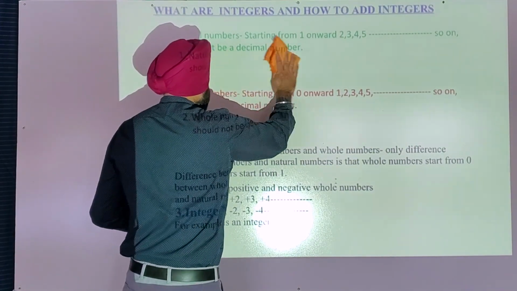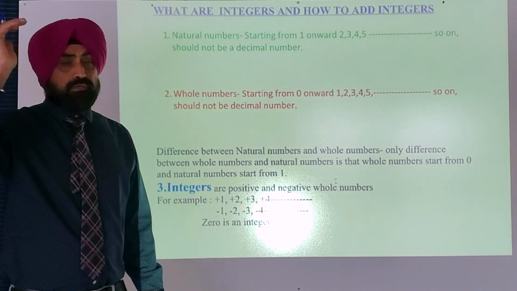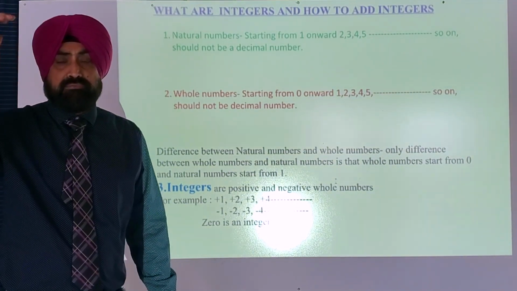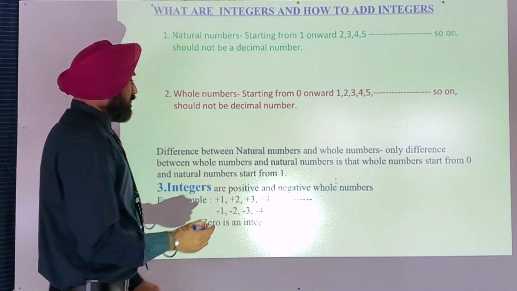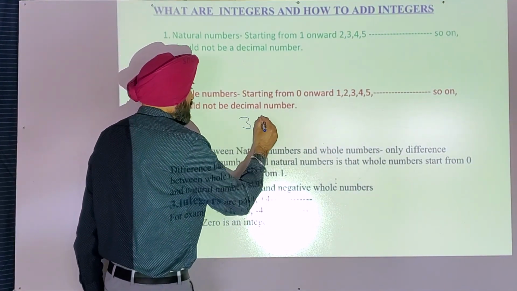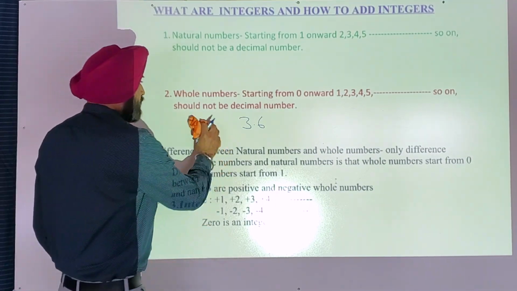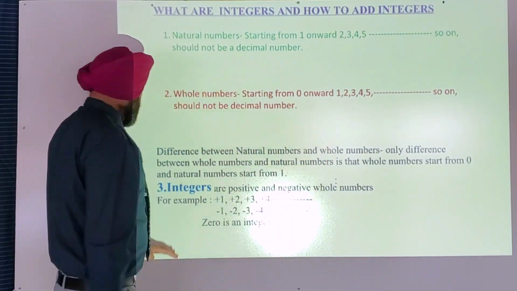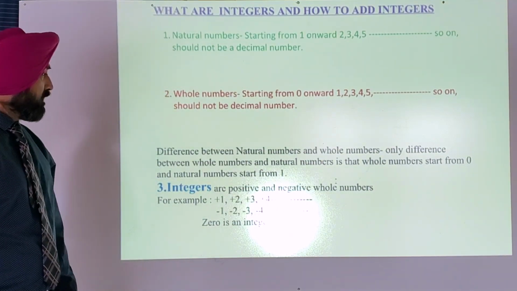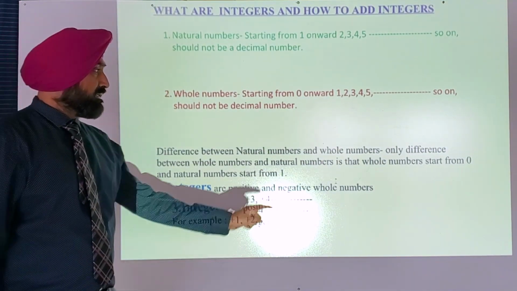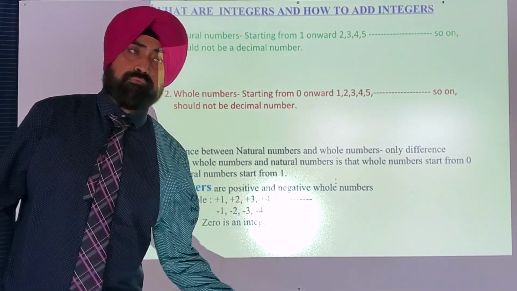Then what are whole numbers? Whole numbers are those numbers which start from 0 onward: 0, 1, 2, 3, 4, and so on. And again, it should not be a decimal. 3.6 is not a whole number. It should be a complete number. So the only difference between whole numbers and natural numbers is that whole numbers start from 0 and natural numbers start from 1.